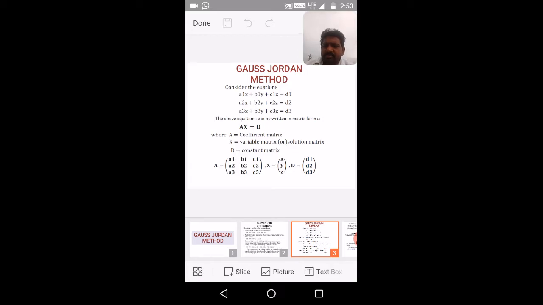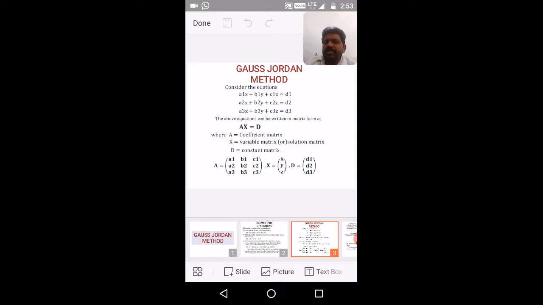Okay, because A into x can be performed, because the number of columns in capital A is 3, which equals the number of rows in x. So you have to multiply the first row with the single column of x, that is a1x plus b1y plus c1z equal to d1. It should be like that: a2x plus b2y plus c2z, a3x plus b3y plus c3z equals d.